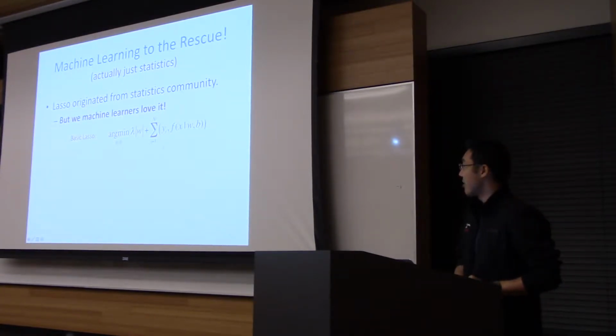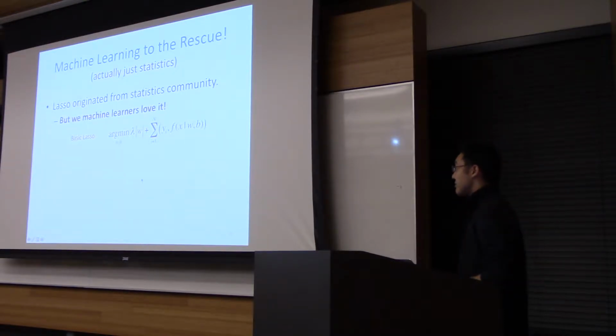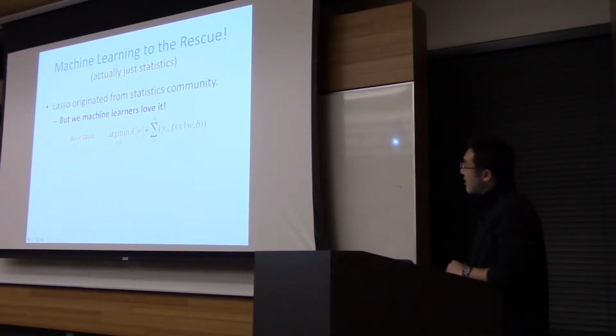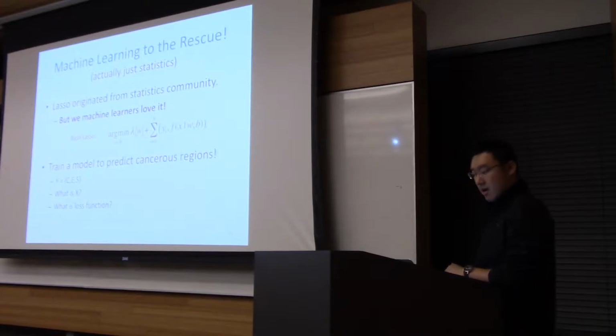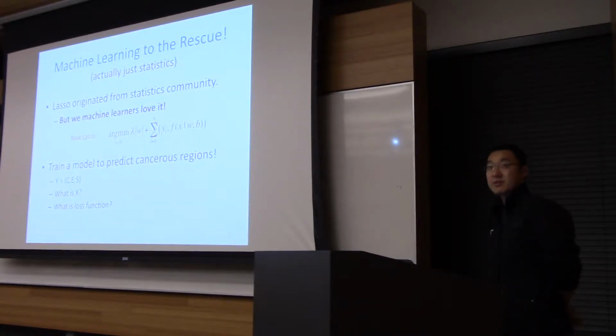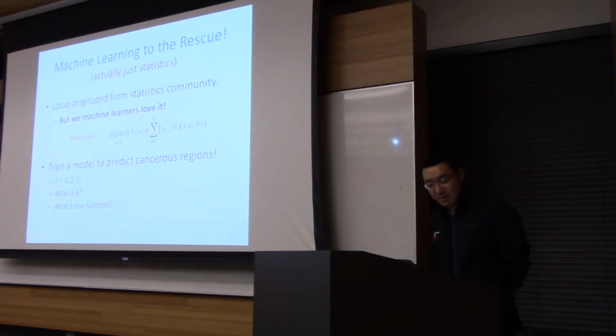And so, recall that this is the basic Lasso formulation, right? We have an L1 penalty on the weight vector or parameter vector, and then we want to minimize some loss function, I forgot to write loss, silly me, with respect to some function class parameterized by the weight vector, right? And so, okay, well, let's just train a model to predict the cancerous regions, right?